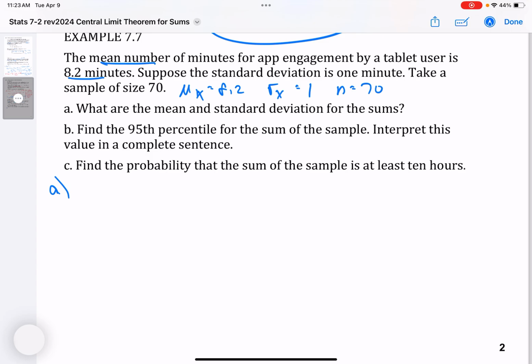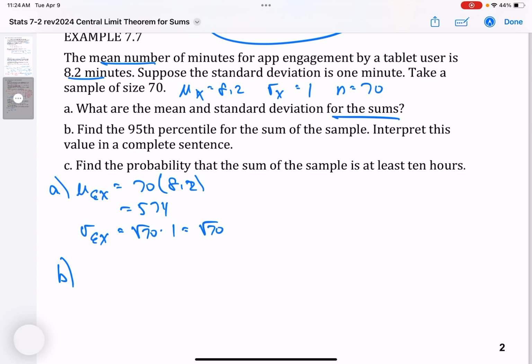So letter A, what are the mean and standard deviation for the sums? The mean, mu sub x, is again going to be the number of items in our sample multiplied by our mean, which is 8.2. So 70 times 8.2 is 574. And our sigma of our sums here is the square root of 70 multiplied by 1. That's going to be nice and simple. That's just going to be square root 70.